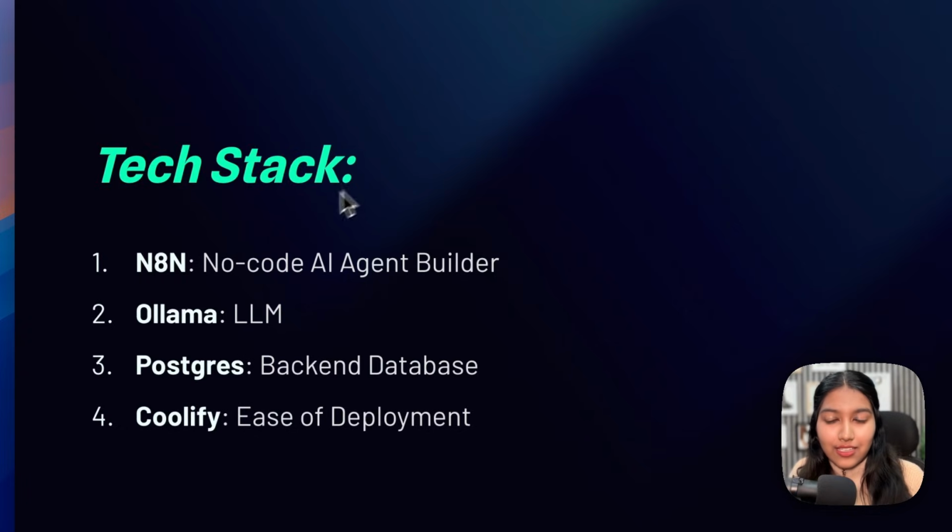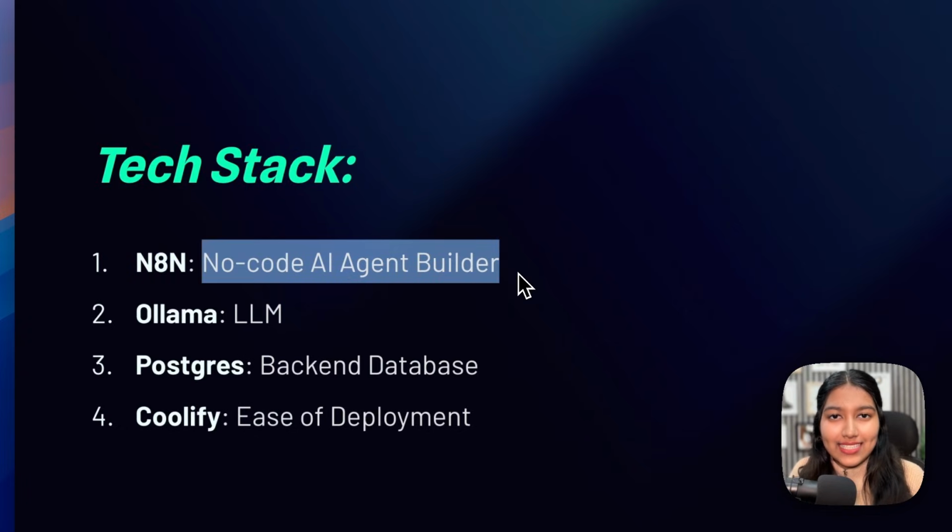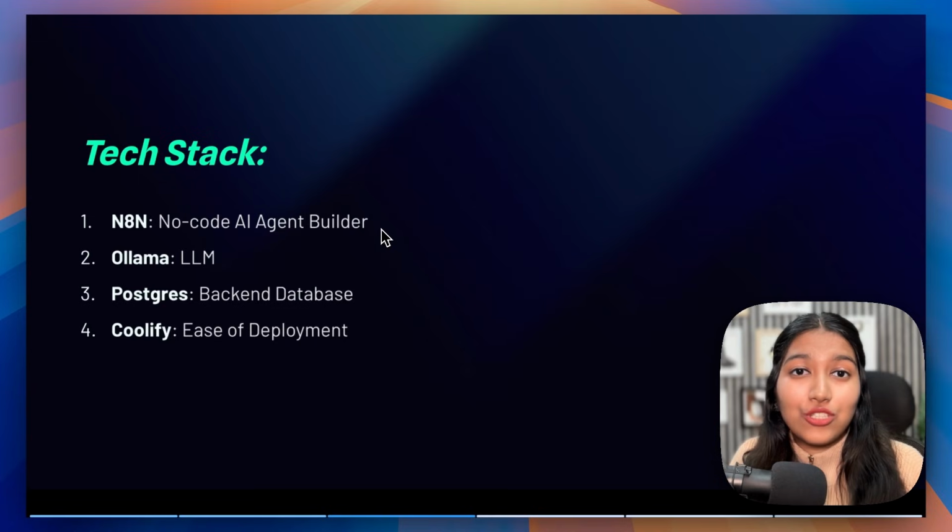Talking about the tech stack, we're going to be using N8N, which is a no-code AI agent and AI workflow builder, which is going to allow you to create the AI agent without writing a single line of code. It is completely visual. It has 400 plus integrations. You can connect it to any app. And again, it's open source. That's why we're going with it.